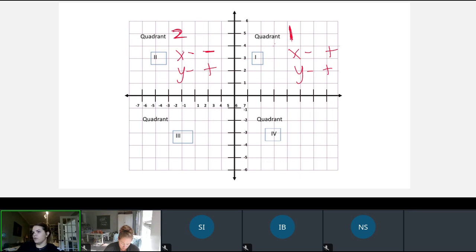In the bottom left, we have quadrant 3. X values are still negative, and this time the Y values are negative. Awesome, Angel. Thank you. And then lastly, we have quadrant 4. So our X values are back to being positive, but we're below the X axis, so our Y values are going to be negative.